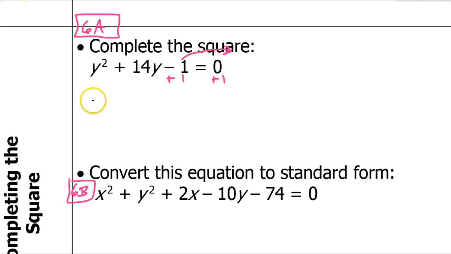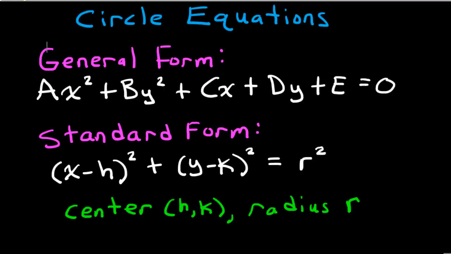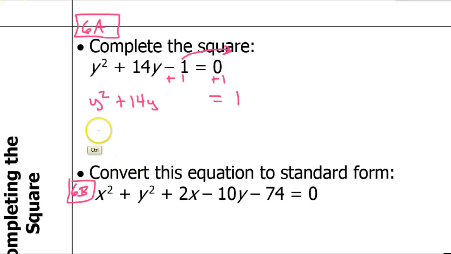So that's going to give me y squared plus 14y, and now I'm going to leave a space right here, and that's going to equal 1. Okay, now, when you complete the square, you're going to create these parentheses squared, like you can see here in this standard form. So I know that what I'm going to have is parentheses squared. It's going to be a binomial squared.